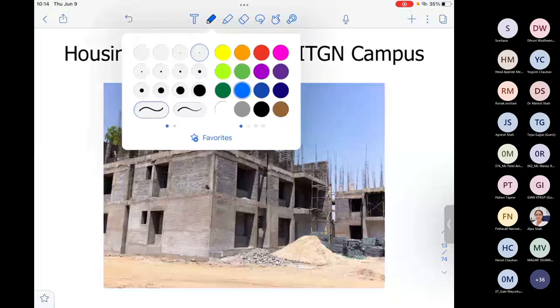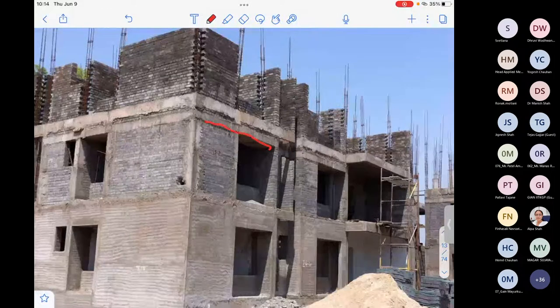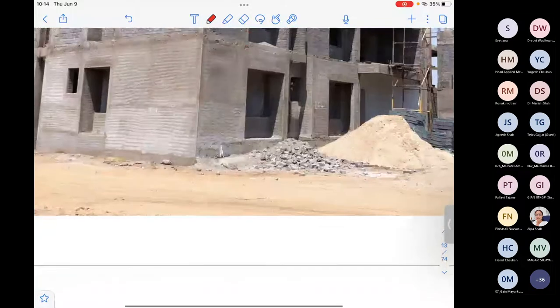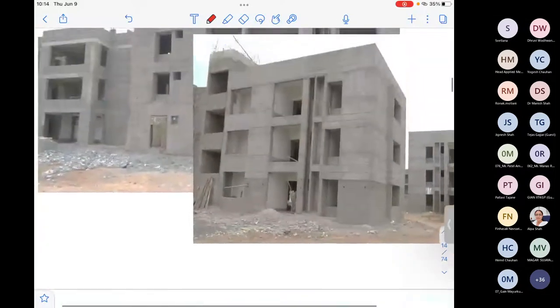If you look carefully here, you can see the lintel band. So this is the lintel band, and this is the floor system. There was such a small amount of brick masonry between the lintel band and the floor. It almost didn't make sense, but the decision was made to have lintel bands for every floor, and as I mentioned, the code also requires it. So that is one of the challenges in housing construction at the IIT Gandhinagar campus.